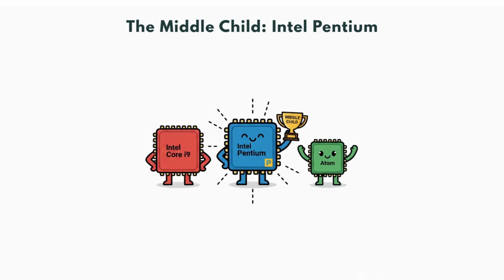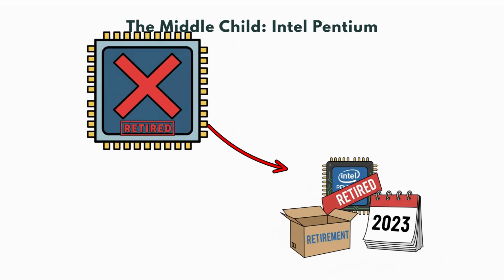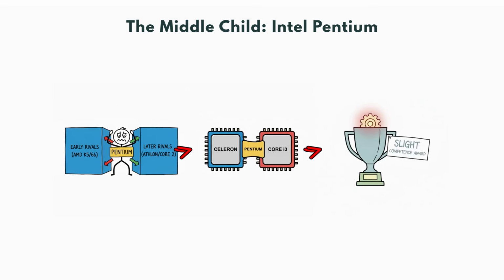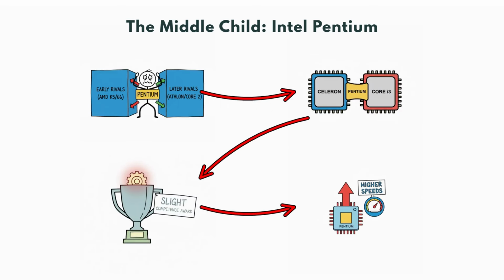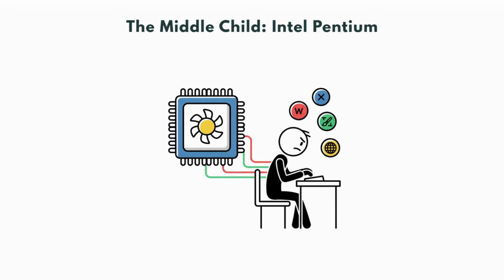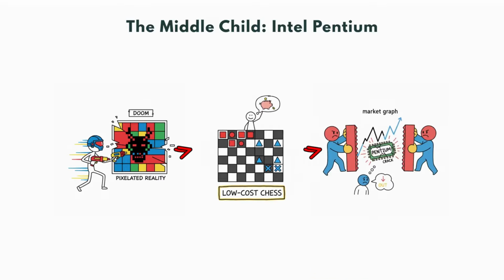The middle child, Intel Pentium. Like Celeron, the Intel Pentium brand was retired in 2023. It sat awkwardly between the Celeron and the Core i3. The feature was slight competence. Pentiums generally offered higher clock speeds and sometimes hyper-threading compared to Celerons. They could handle basic office work and very light retro gaming, like Doom or chess.